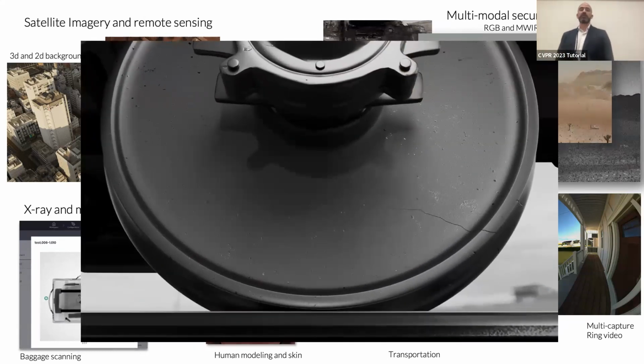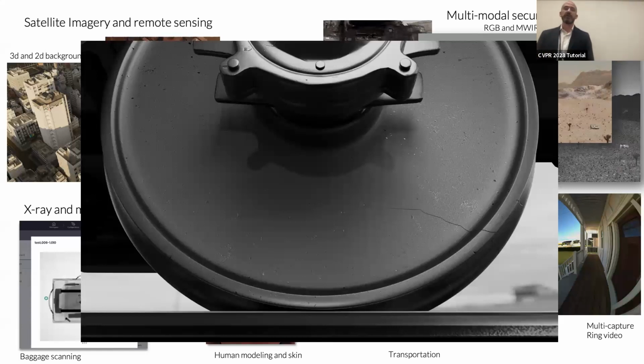We're working with a large rail company on identifying defects that would otherwise lead to train derailment. I don't know if you guys can see it. There's like a little crack in that wheel. So this is an example of a fully synthetic image with a procedurally generated crack.